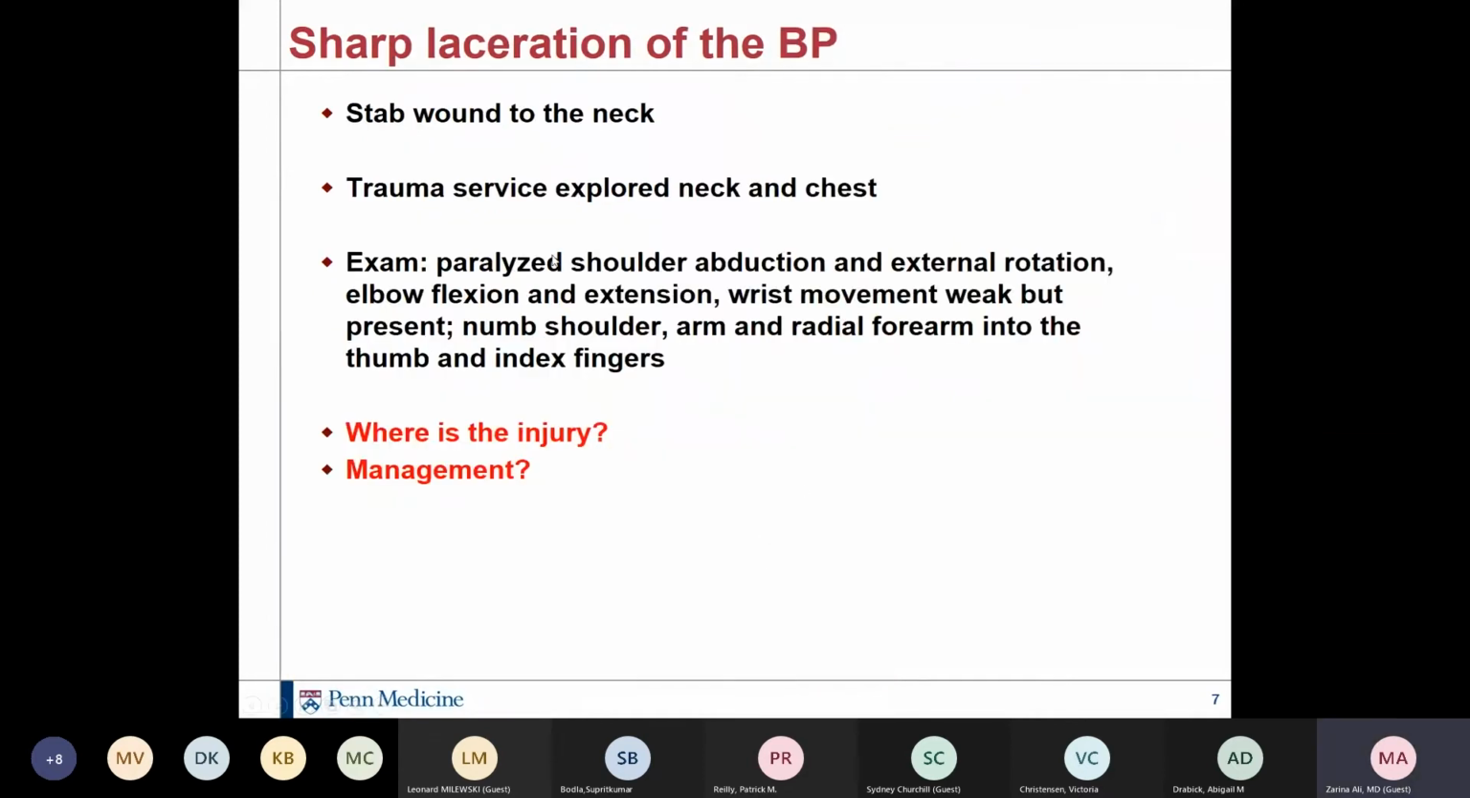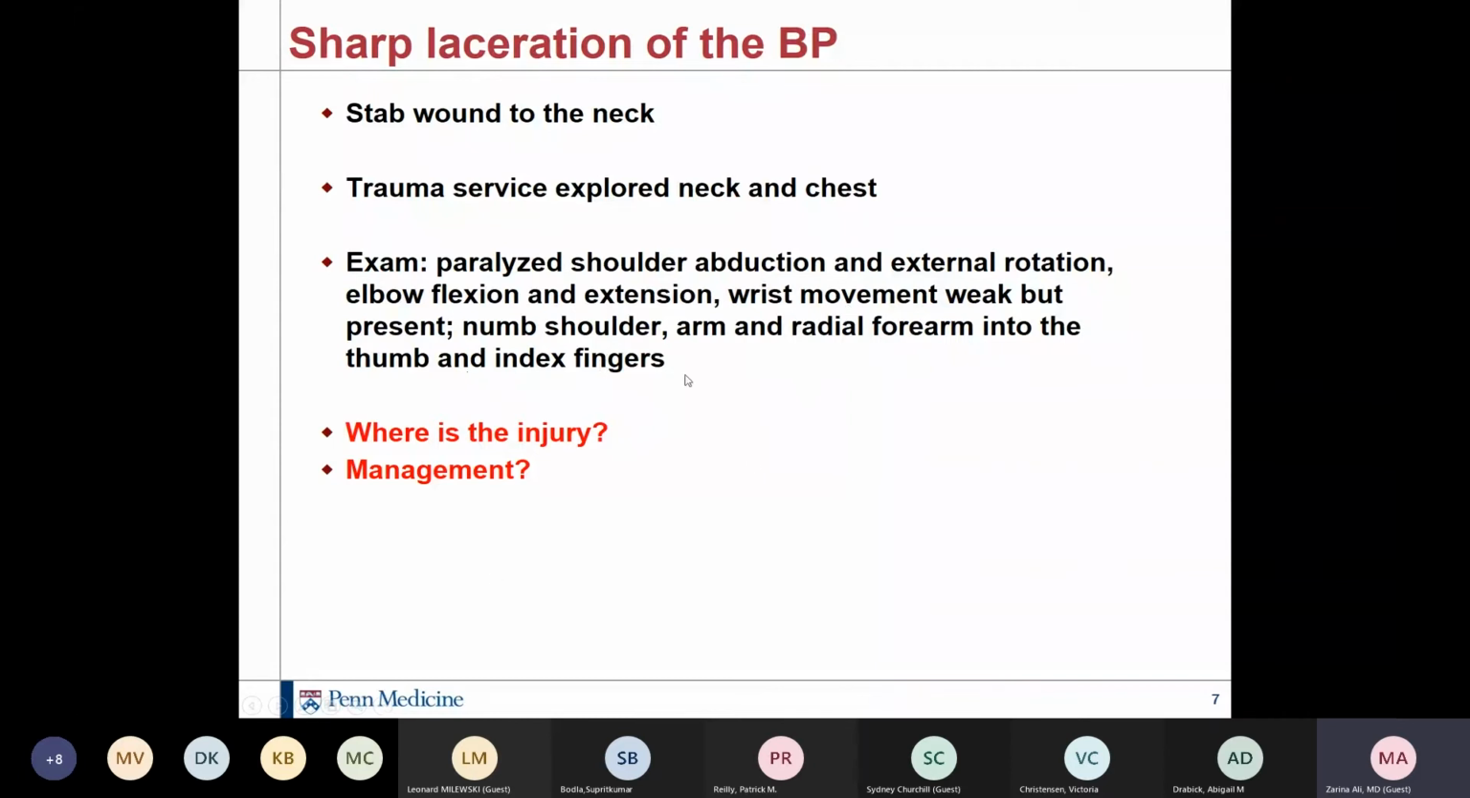So when we think about the types of injuries, I'm going to give you a couple of examples and also some cases to try to illustrate the kind of decision-making we take for managing some of these patients with nerve injuries. So this is a patient that had a stab wound to the neck. He underwent an exploration of the neck and chest. His exam was notable for shoulder abduction weakness, external rotation weakness, elbow flexion and extension weakness. He had some wrist movement, but it was weak but present. Numb shoulder, arm and radial forearm into thumb and index finger.